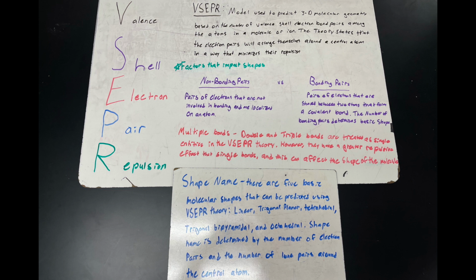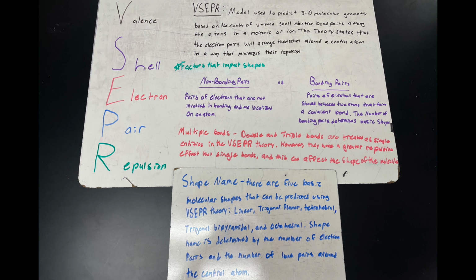Non-bonding pairs are pairs of electrons that are not involved in bonding and are localized on an atom. Bonding pairs are pairs of electrons that are shared between two atoms that form a covalent bond. The number of bonding pairs determines its basic shape. Double and triple bonds are treated as single entities in the VSEPR theory. However, they have a greater repulsive effect than single bonds, and this can affect the shape of the molecule.